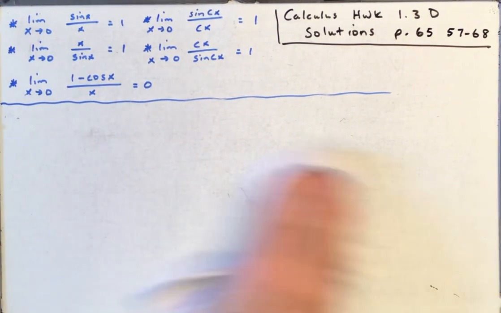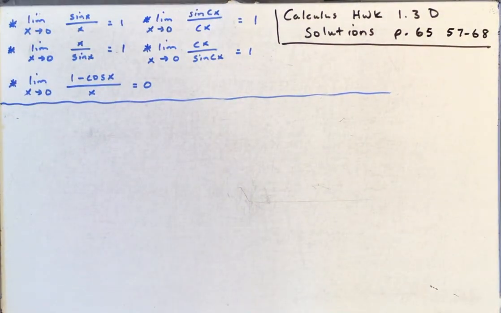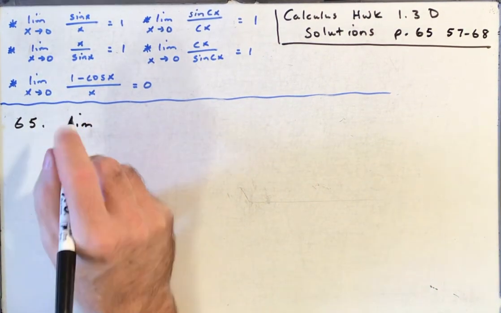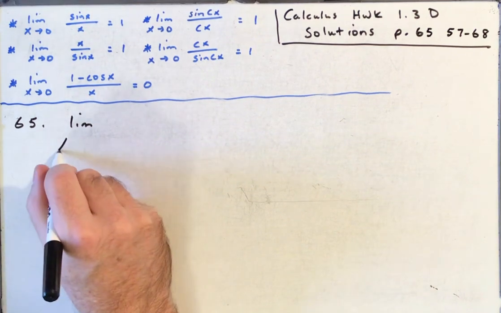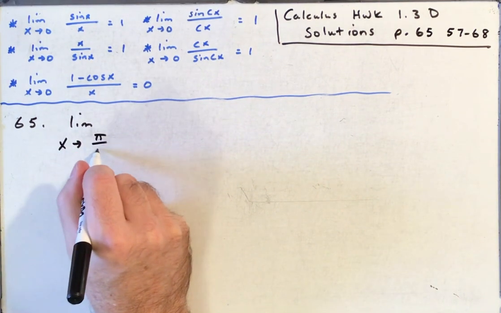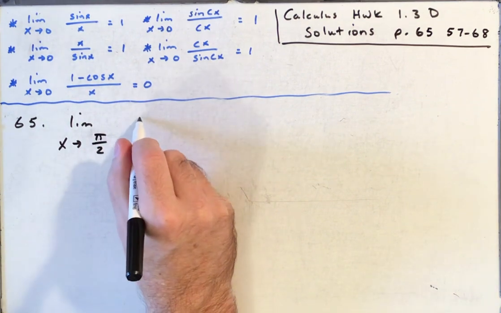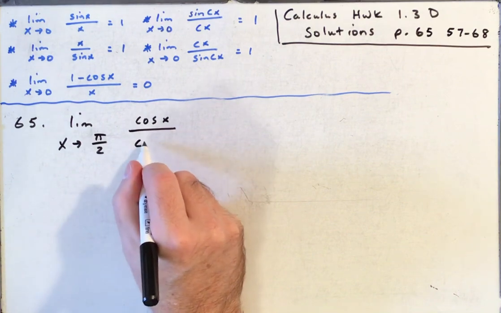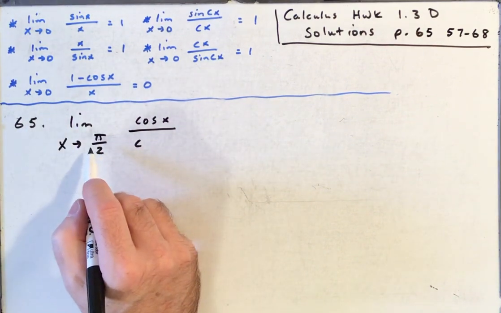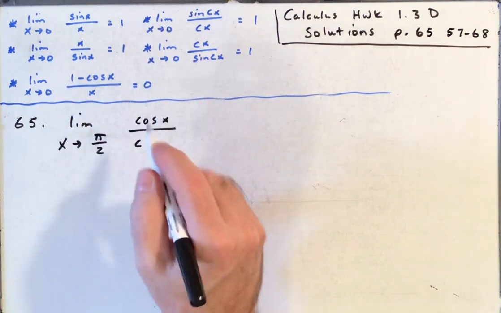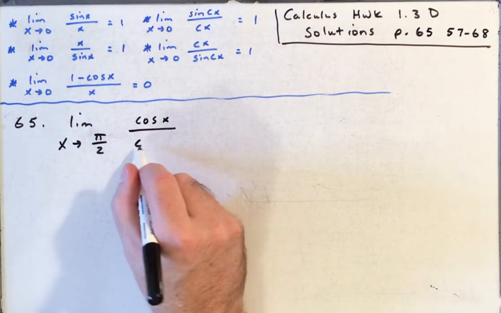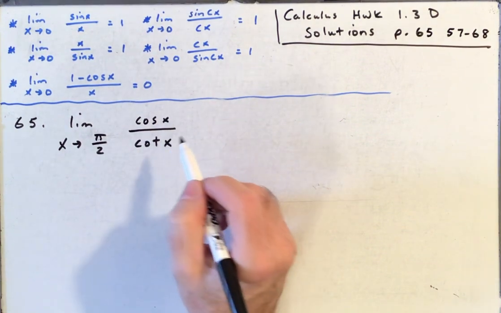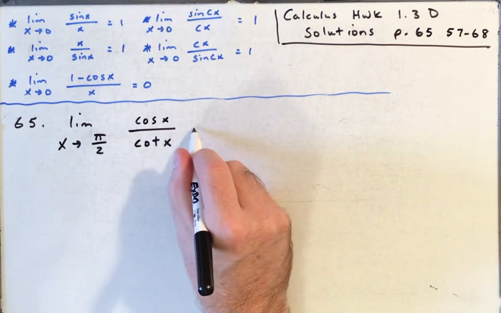Got to do 65 through 68. 65 is the limit as x approaches pi over 2 of cosine x over cotangent x. Now, just the fact that it's not as x approaches 0 means we're not going to end up using one of these identities. So, it is 0 over 0, but let's see if we can cancel some things out here.